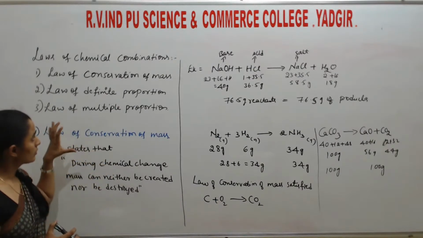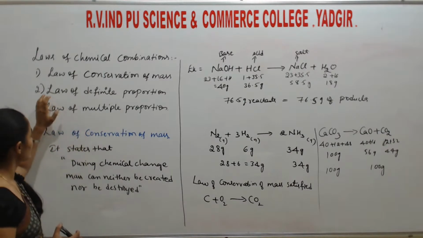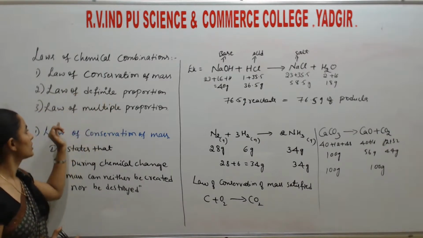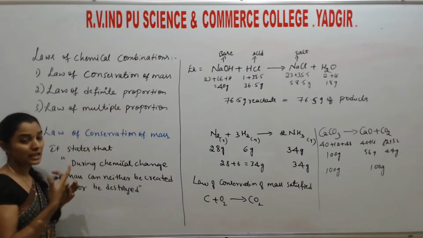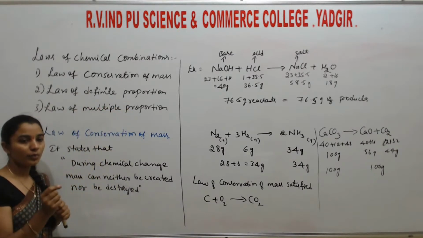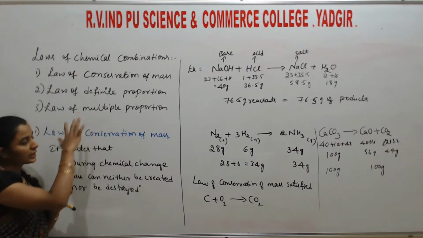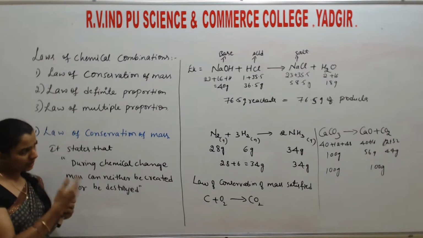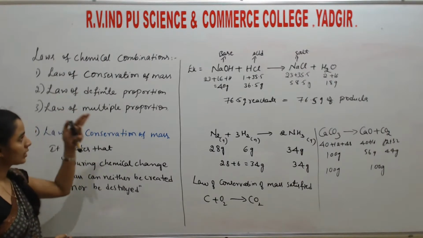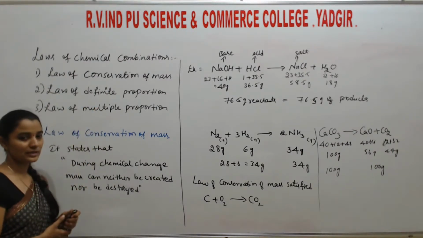So for today, this much is enough for this class. In tomorrow's class, we will study the law of definite proportion and the law of multiple proportion. Definite proportion, as the name shows, means the compounds or reactants combine in a definite ratio. Multiple proportion means different ratios give different products. In the next class, I will explain the statement as well as examples for these two laws.